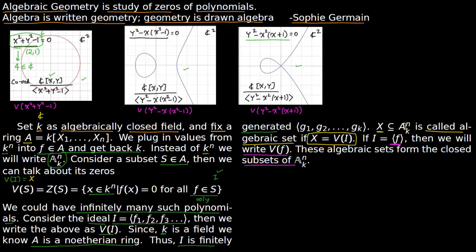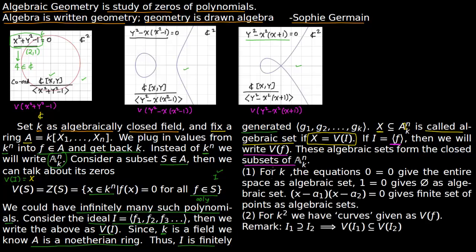Now let us give you some concrete examples. Say for K, instead of K you can think of this as C of x. Now the equation 0 equals 0 gives the entire space as an algebraic set. So 0 equals 0 is the entire space. Instead of 0 equals 0, you could have written 1 equals 1 or 2 equals 2.